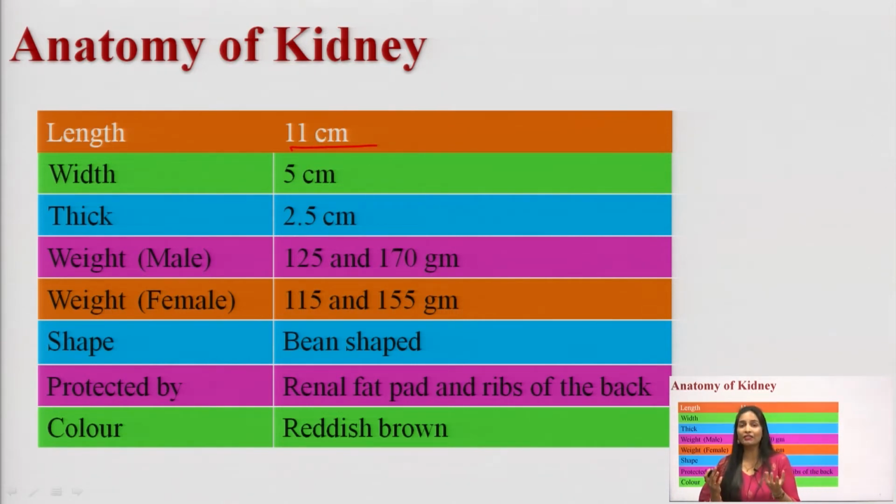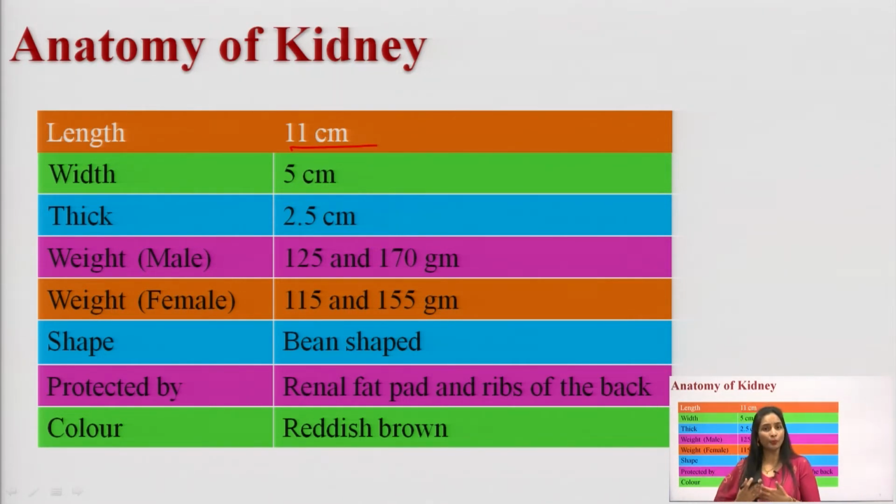You know that the right kidney is slightly smaller. The size of the right kidney is less compared to the left kidney. So the weight of a kidney in men is 125 to 170, and in females it is about 115 to 155, meaning one kidney is 115 and the other is 155, because one kidney is slightly smaller than the other. And what is the shape of the kidney? The shape of the kidney is bean-shaped, and the color is reddish.